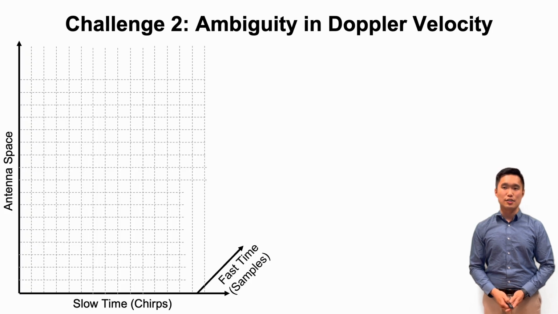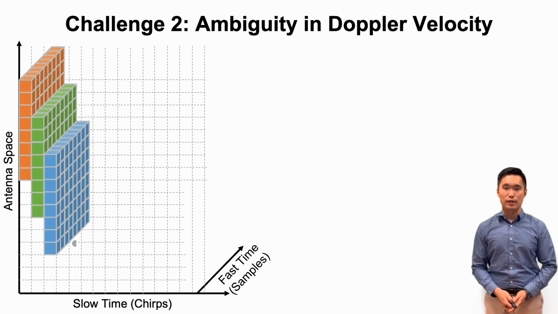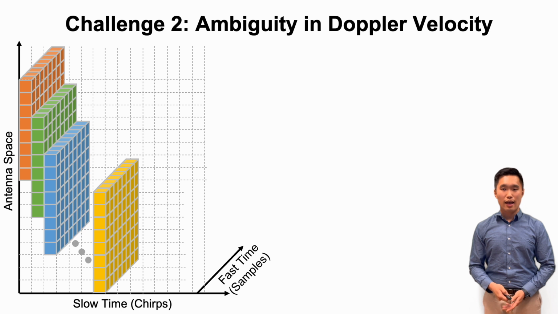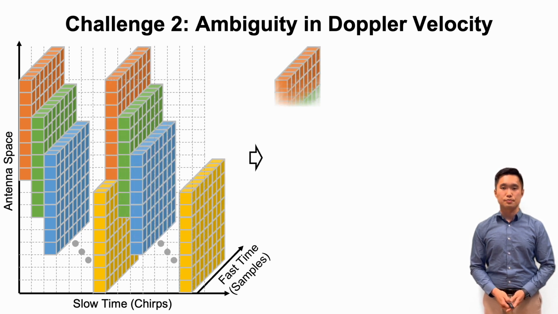The second challenge of cascaded MIMO radar is the ambiguity in Doppler velocity estimation, because Doppler phase shift wraps around over adjacent frames. Compared to single-chip radars, the frame rate of cascaded MIMO radar is 4 times slower, so the maximum unambiguous velocity is also 4 times lower.